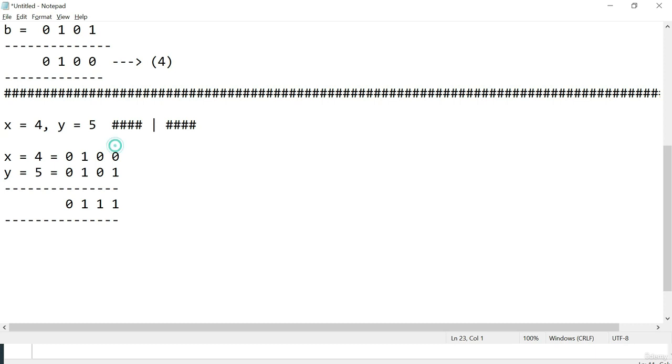So here the place values are 8, 4, 2 and 1. In this case my output should be 7, so 4 plus 2 plus 1. Wherever ones are there, we need to add. So 4 plus 2 plus 1 is 7. In this way we can apply the bitwise OR operator between two variables. I hope all of you understand how to apply the bitwise OR operator.